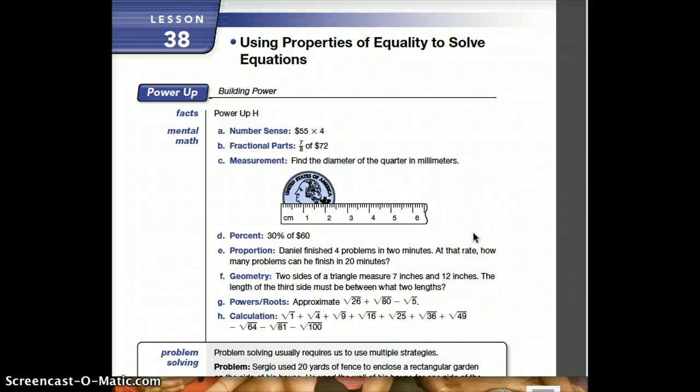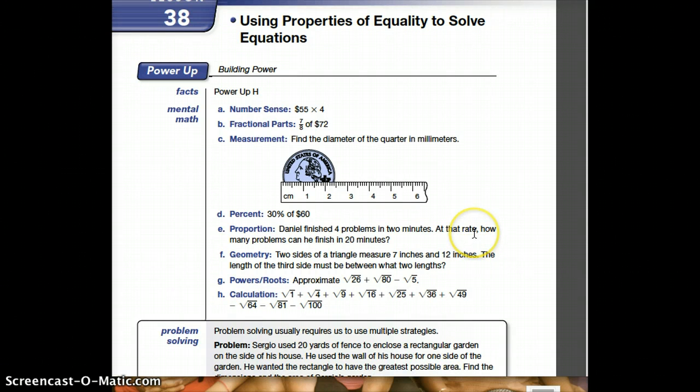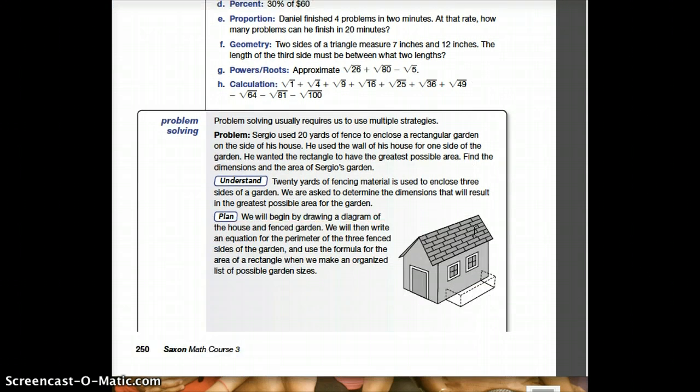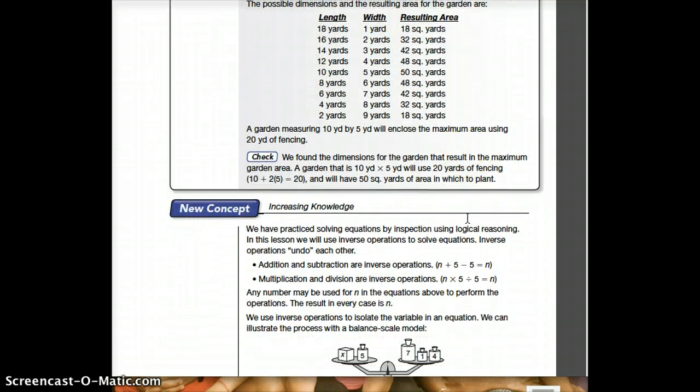Okay, this is the second lesson, pre-algebra class of the week, lesson 38, using properties of equality to solve equations. I think you'll find that this lesson and the next two, 39 and 40, are very doable, very easy, a lot easier than 37. Actually, I don't have a problem if you want to start at 38, 39 and 40, and then go back to 37 at the end of the week or on Sunday. Okay, so 38, using properties of equality to solve. Okay, go down to the new concept.